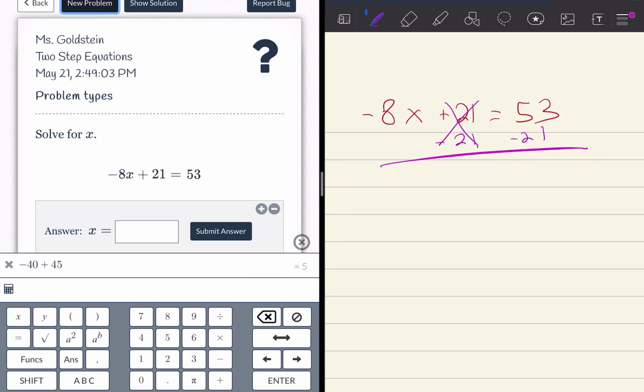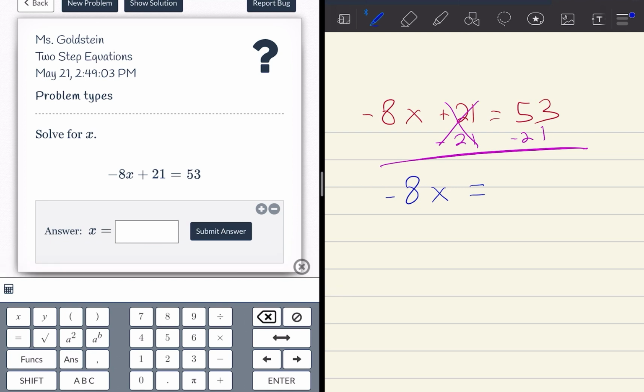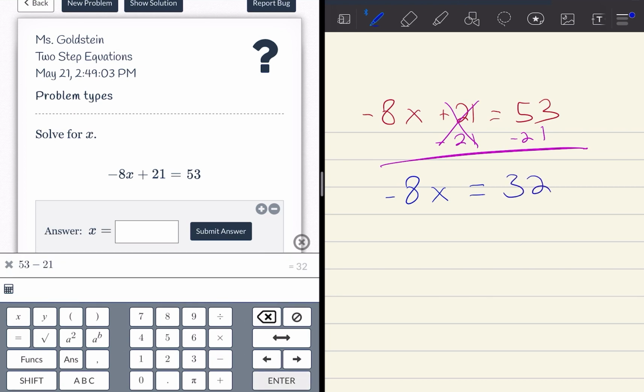I cancel out my opposites, and I just need to bring down negative 8x equals, and whatever 53 minus 21 is. If you're not sure, you can get rid of what you had in the calculator and type in 53. You could do plus negative or just minus 21, and you'll get 32. One more step. I want to get rid of that negative 8. It's secretly being multiplied by x. The opposite of multiplying by negative 8 is dividing by negative 8. So I'm going to divide by negative 8 on both sides because of that multiplication.